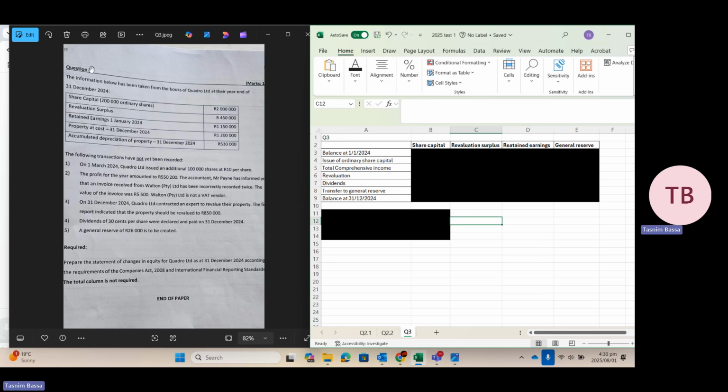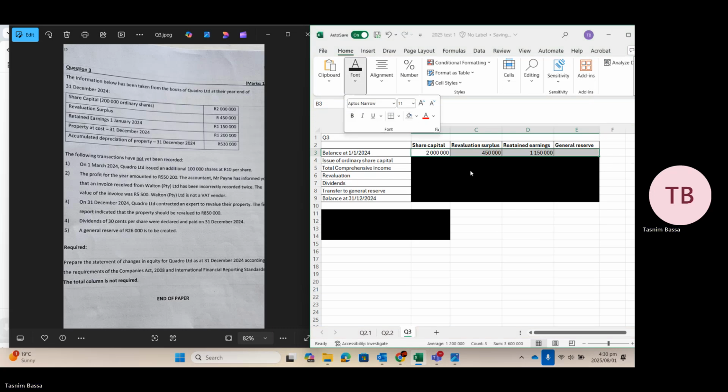If you look at the question, share capital opening balance was 2 million, reval surplus 450,000, retained earnings 1,150,000. So I'm just going to put those amounts in. There was nothing for the general reserve. And then the following transactions have not yet been recorded. On 1st March 2024, Quadro Limited issued an additional 100,000 shares at 10 Rand per share.